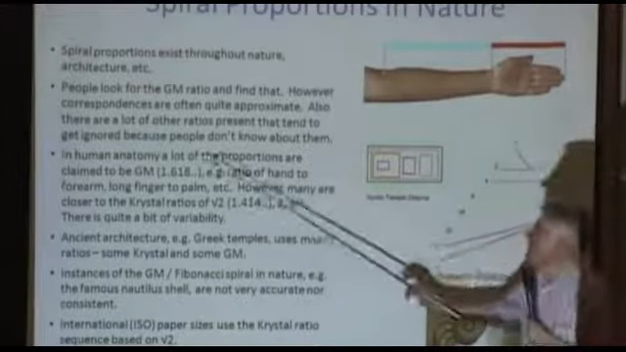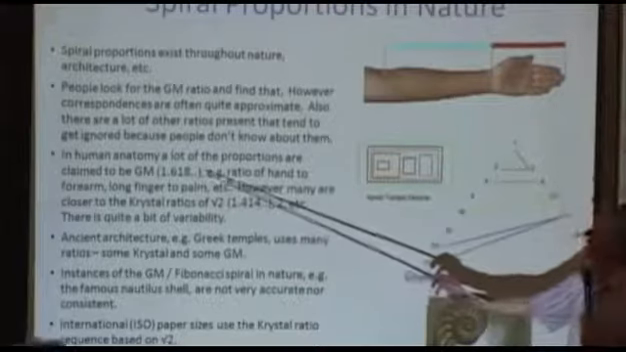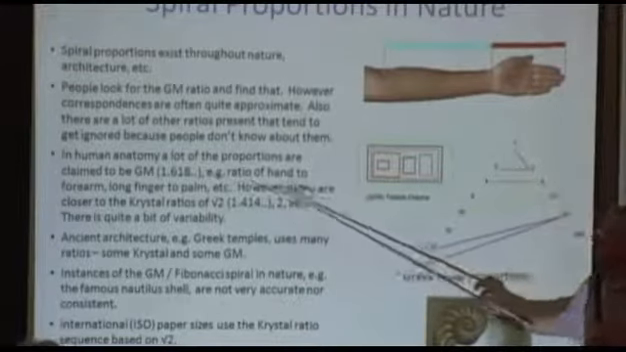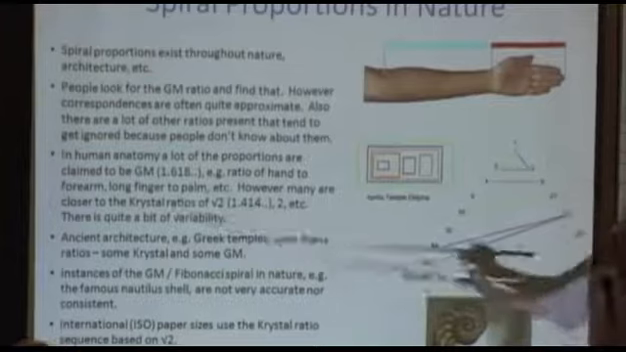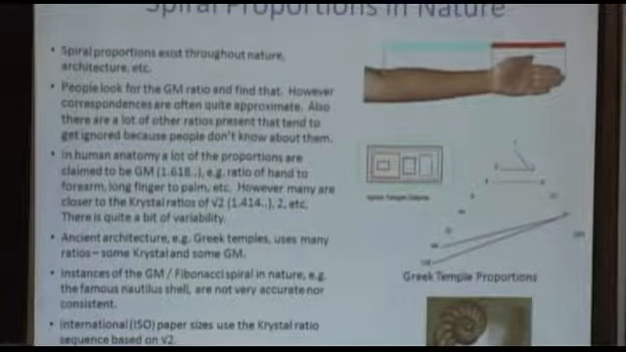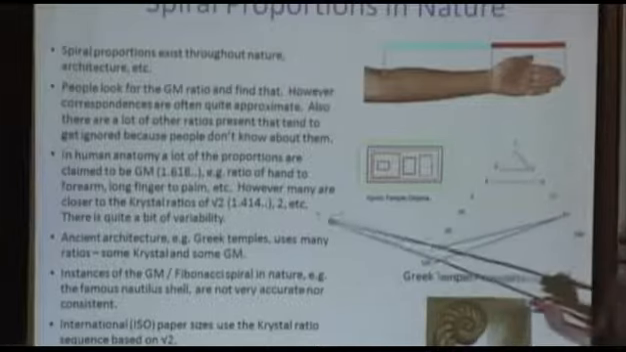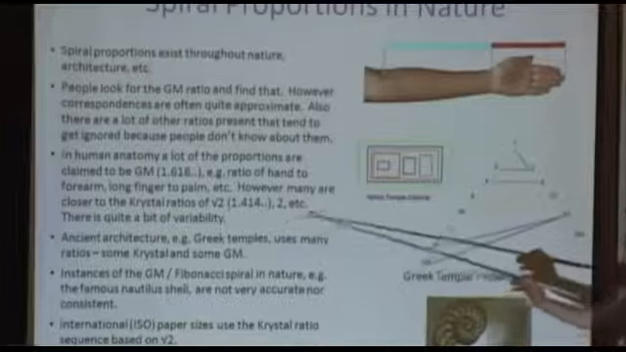So in human anatomy, a lot of proportions are claimed to be golden mean when in fact they're not. The ratio of hand to forearm, the ratio of the long finger to the palm, etc. It is claimed that a lot of the proportions in the body are based on the golden mean ratio. But if you look closely at it and measure it, you'll find that they're not. So there's quite a bit of variability there.